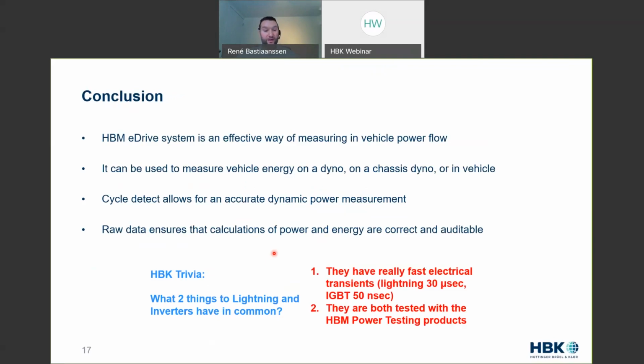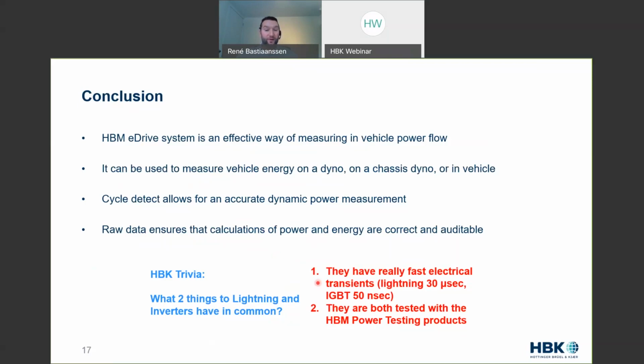So what are the two things in common between lightning and inverters? One point is they have really fast electrical transients, where lightning can reach 30 microseconds and IGBTs, the components used for the switching in the inverters, down to 50 nanoseconds. And both are tested with the HPM power testing products.